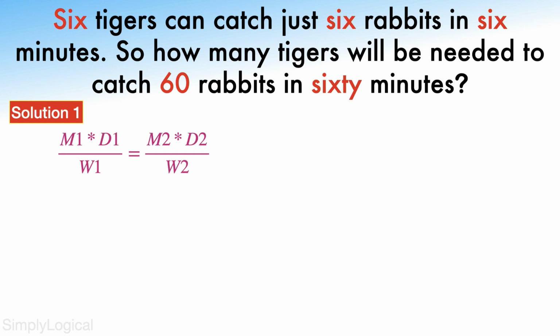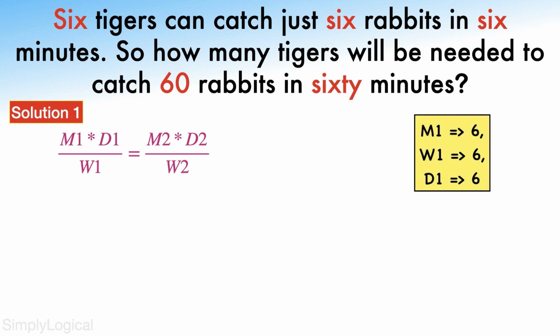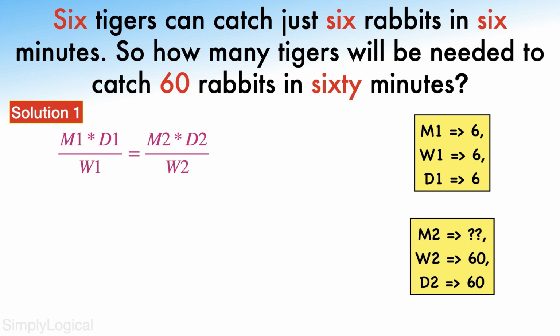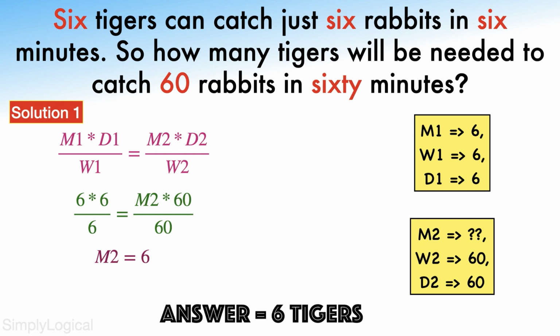So M1 equals 6, D1 equals 6 and W1 equals 6. M2 is what we are supposed to find. D2 is equal to 60 and W2 equals 60. Now, after substituting all the values, the equation becomes 6 times 6 over 6 equals M2 times 60 over 60. After solving this, we get M2 equals 6. Therefore, 6 tigers will be needed to catch 60 rabbits in 60 minutes, and this is the formula based approach. Sometimes the formula is not required in order to solve this problem.